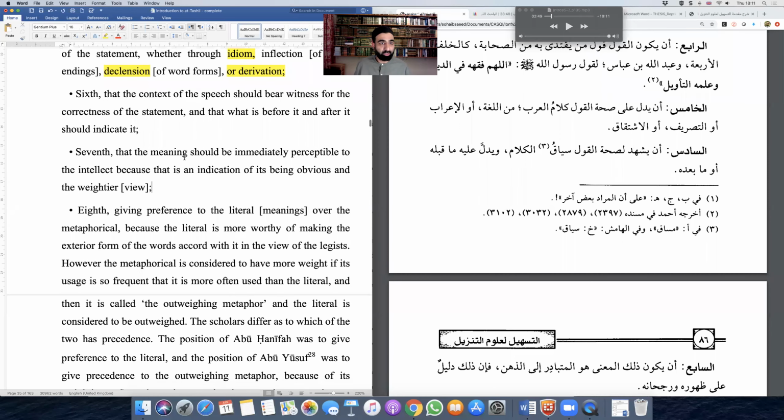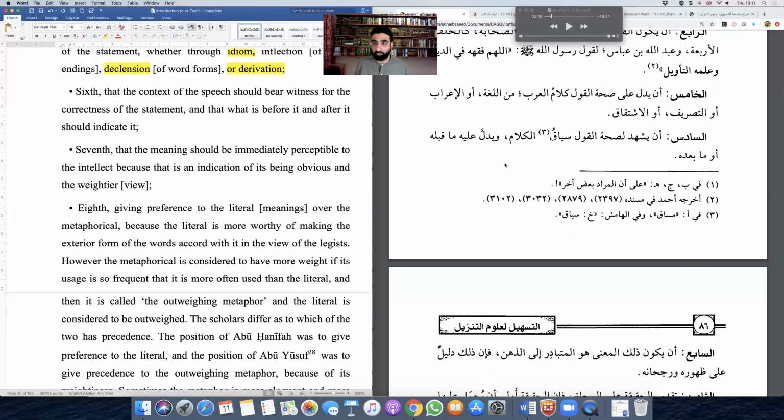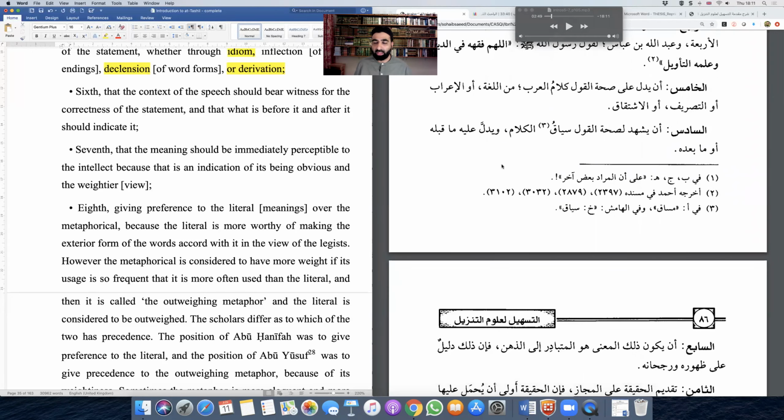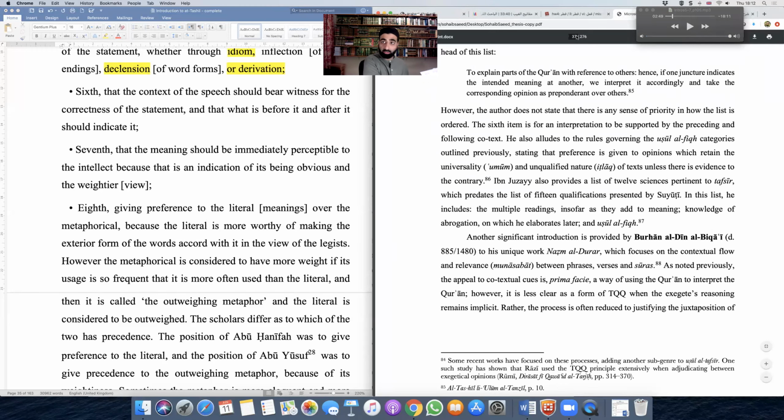Okay, so the correctness of that: what is before it and after it should indicate it. ويدل عليه ما قبله أو ما بعده. So there's a slight difference between just saying siyaq and then saying ما قبله وبعده. Those could almost be saying the same thing here. But siyaq is a slightly broader concept. There's different types of siyaq. Namely, the broader purpose of saying something is also within something called siyaq. All right, I'm going to take you to my thesis, and I've got a diagram here which might be nice to look at.